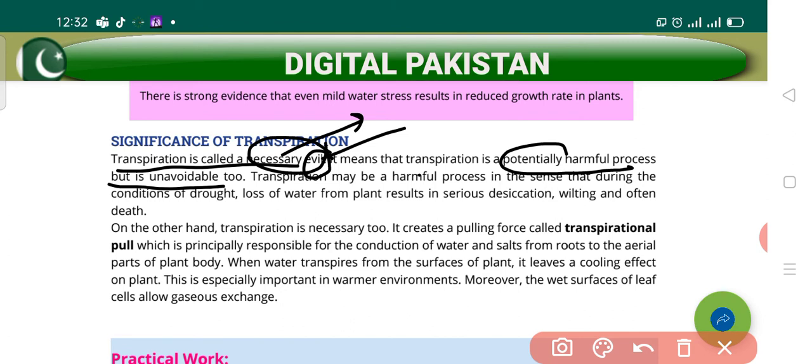If the plant wastes water that is required by the plant, fine? Obviously there is no water in the soil, so there would be less water in the plant, but transpiration is there, so it will result in what? It will result in the loss of water from the plant and the plant will die. Clear? So it results in wilting and death of the plant. On the other hand, it is also very necessary because it is creating the pulling force, and this is known as the transpiration pull. I'm not going into further details because we have already discussed these things.